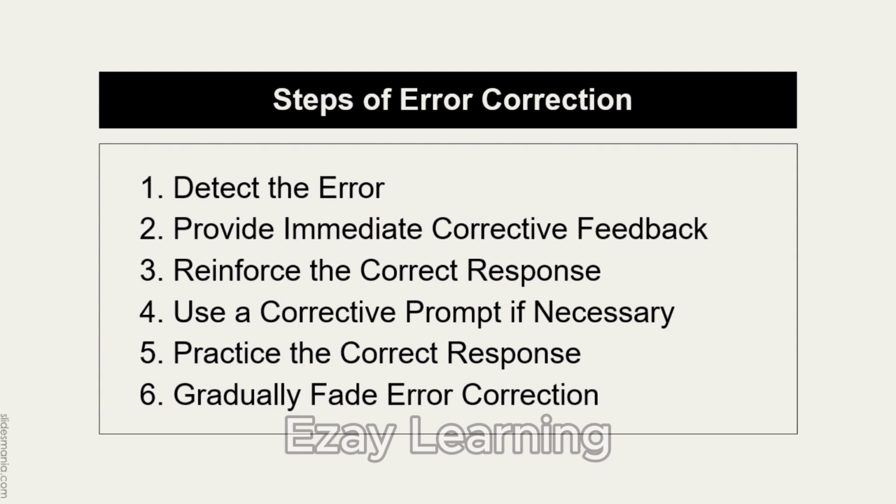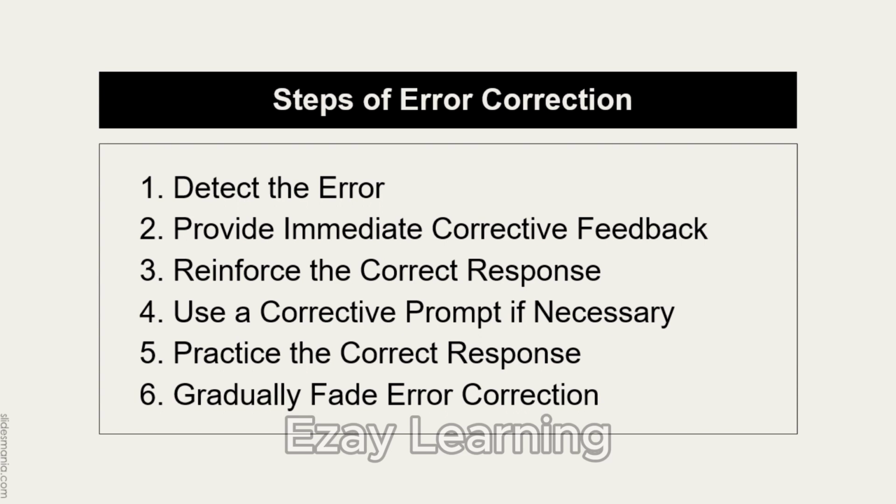Steps of error correction. As we learned through the key features of error correction, you have to first detect the error. For example, if teaching a child to say apple and they say orange, this would be an error. Now provide immediate corrective feedback. For example, oops, that's not right. Let's try again. Say apple. So you are basically providing corrective feedback, immediately correcting the mistake. Now reinforce the correct response. After saying apple, you could give praise like great job saying apple.